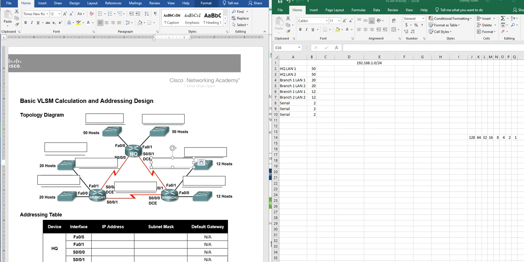So what I plan to do is walk you through the process that I would typically use when I am teaching students in the classroom how to subnet. The way I usually approach this is looking at the address you're being provided, and then starting with your largest number of hosts, so whichever LAN has the largest number of hosts, and working my way from the largest to the smallest.